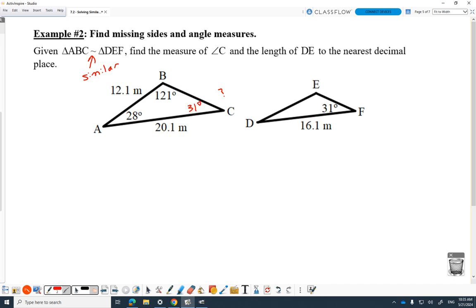Here's the difficult part. I don't know how difficult it is. You might have to see it once, and you're like, okay, I can do that. You might be after one example, like, okay, see ya. Go sit down, Mr. Todd, I got it, right? It says find the measure of C. Did that. C equals 31. Got it. Then it says find the length of DE.